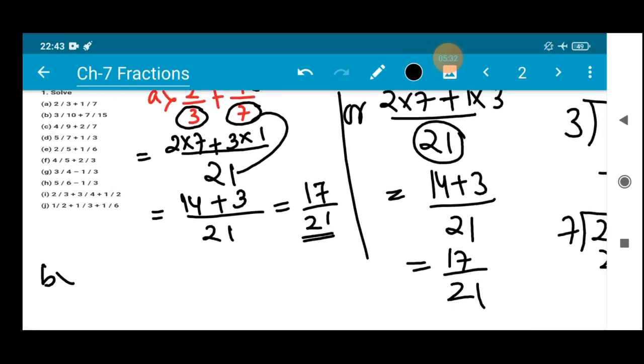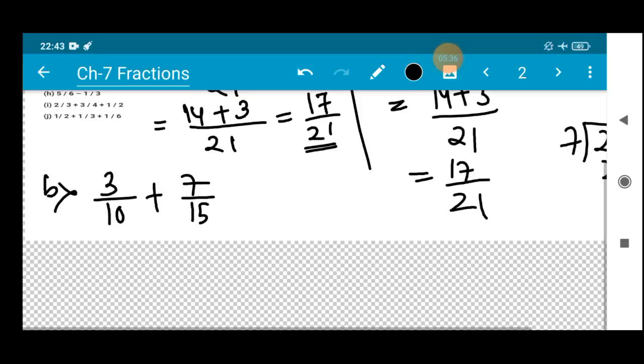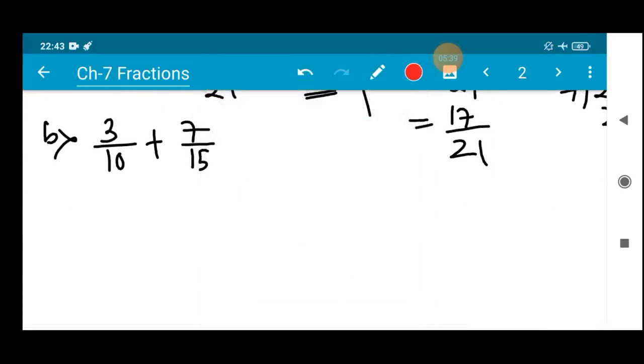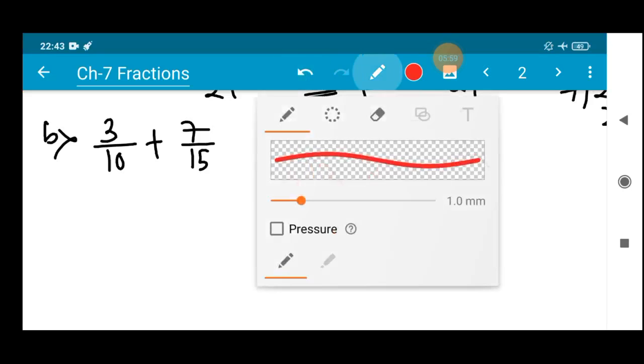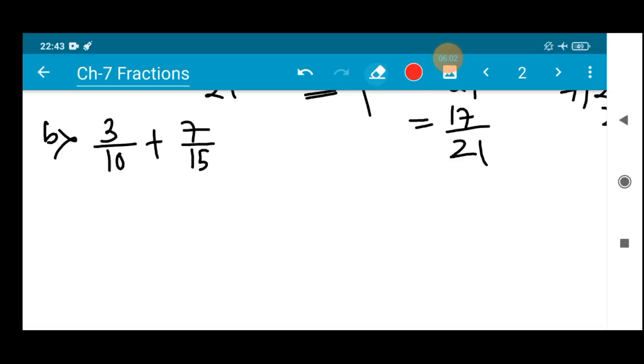Okay, so let us have a look at number B. Understand it. The first and foremost thing: whenever the denominators are different, as opposed to the previous sums where the denominator was the same, we wrote the number directly, because the LCM of the same denominators is the same value. Suppose you are taking the LCM of 3 and 3, of course the value will be 3 only, right? But if you have different denominators, then it is compulsory to take the LCM.